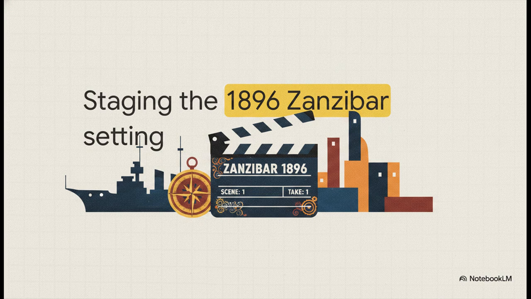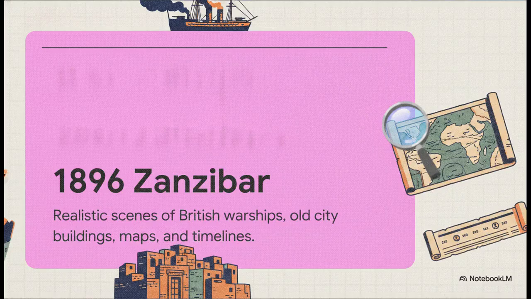Now, how in the world do you establish a complex 19th century geopolitical climate in just a matter of seconds? Well, you do it through highly recognizable visual shorthand. See, the prompt doesn't ask for a slow, textbook exposition. Nobody wants that on their feed. Instead, it specifically defines the 1896 Zanzibar setting through these highly visual, almost stereotypical historical tropes. It explicitly demands realistic 1896 historical scenes of British warships near Zanzibar, old city buildings, historical maps, and animated timelines.